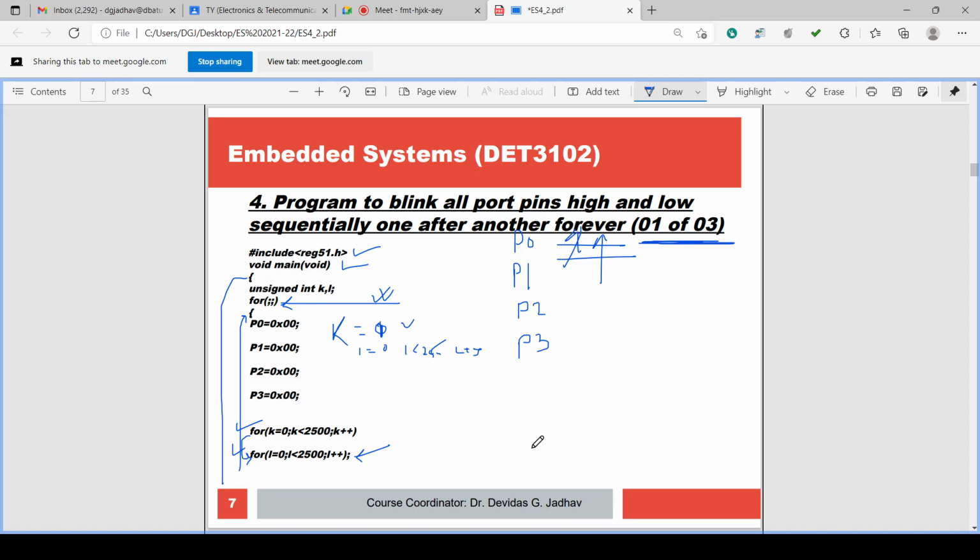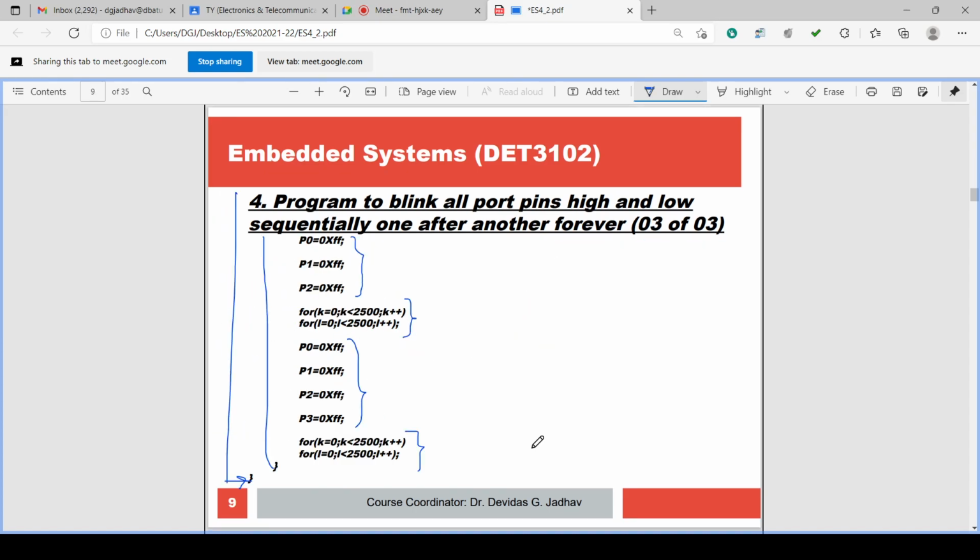So in this way, blinking of all port pins, high and low, is sequential. Sequentially means port 0 will be made high, then port 1 will be made high, then port 2, then port 3, sequentially. Each time a delay is given.